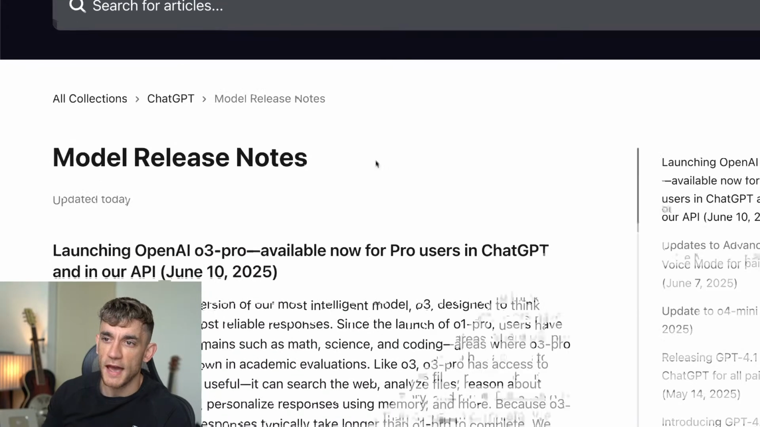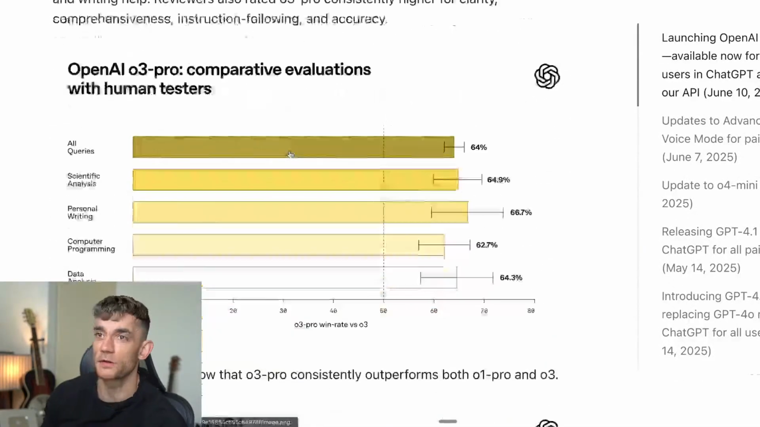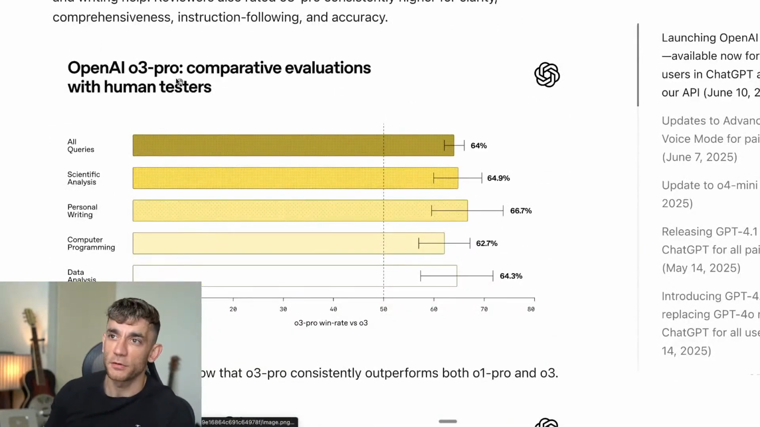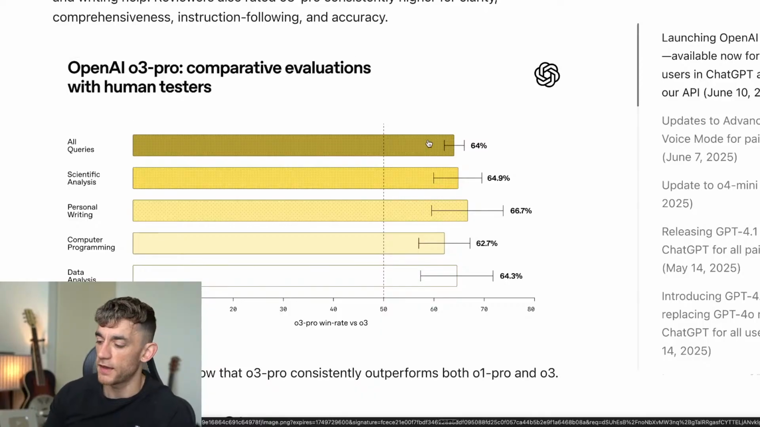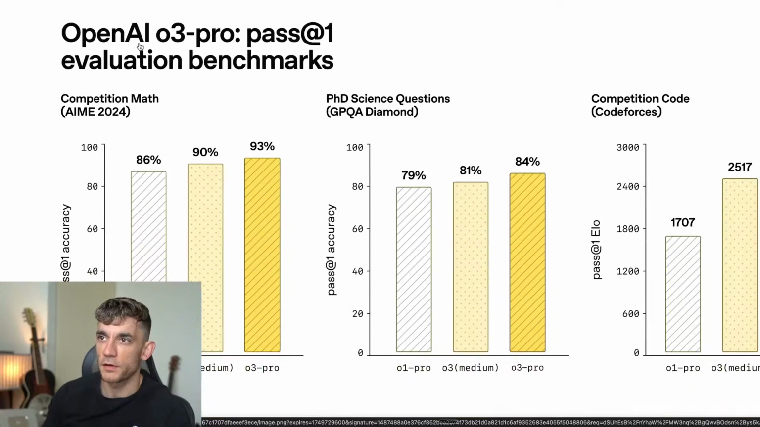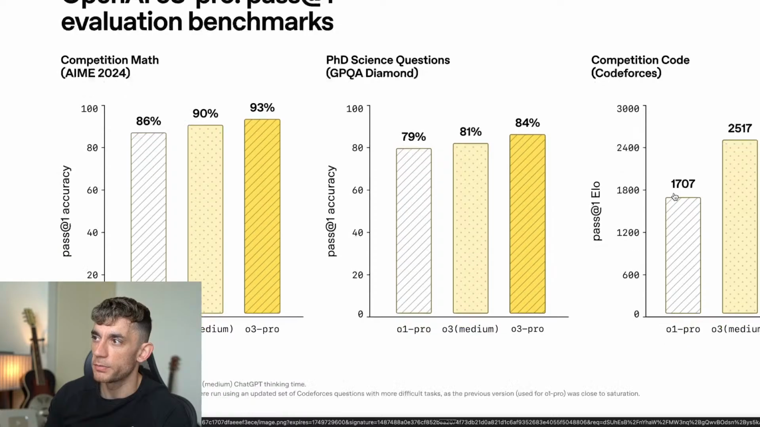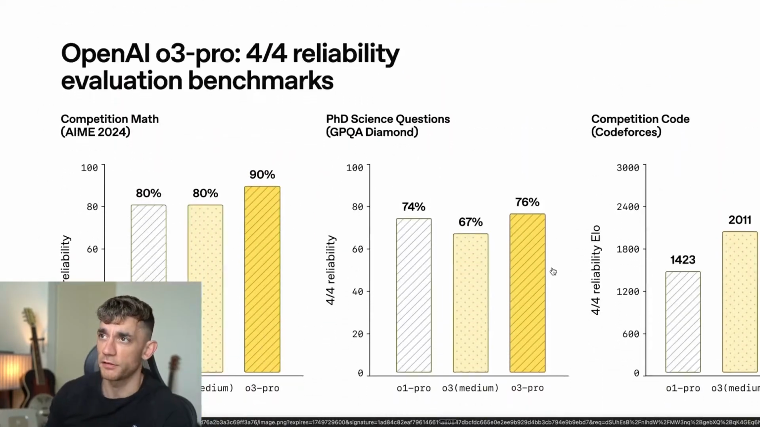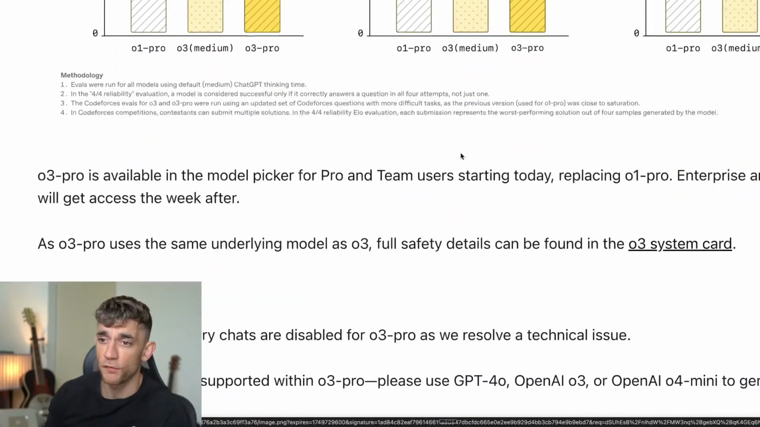I'll show you how to get access today, plus what it means for you and some of the benchmarks, so you can see comparative evaluations with human testers and how it performs. And we can also compare this in terms of benchmarks for evaluation. So for example, competition maths, you can see how it performs. O3 Pro is performing a lot higher than O1 Pro and O3 Medium in terms of competition maths, science questions, competition code, and we'll be testing out side by side today and just seeing how it performs.